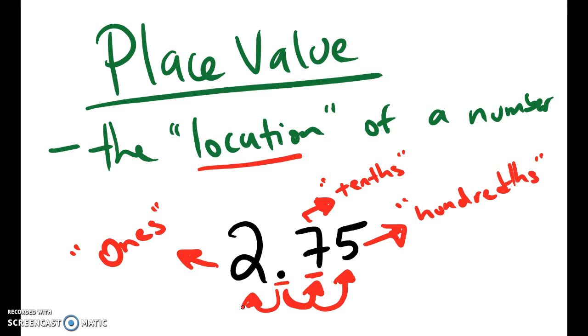So place value is just the location of each and every one of these numbers. The 2 is in the ones place, the 7 is in the tenths place, and the 5 is in the hundredths place. That's all place value means.